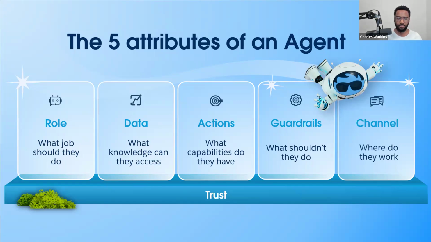Now, agents are built of five things, just five things. Role, this is what the agent does. Data, this is the knowledge that they can access. Your CRM records, any data that you might have in Data Cloud, whether it's structured from an external application or unstructured, as in the case of PDFs, policy documents, transcripts, stuff like that. Actions, the capabilities that they have, guardrails, which is what they shouldn't do, and then finally channels, which is how they work.